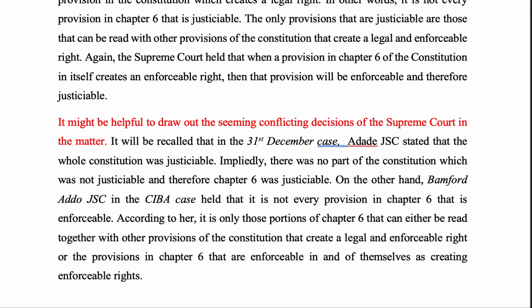So let me say that portion again. It might be helpful to draw out the seeming conflicting positions of the Supreme Court in the matter. It will be recalled that in the 31st December case, Adade GSC stated that the whole constitution was justiciable. Impliedly, there was no part of the constitution which was not justiciable, and therefore chapter 6 was justiciable. On the other hand, Bamford Addo GSC in the CBA case held that it is not every provision in chapter 6 that is enforceable. According to her, it is only those provisions of chapter 6 that can either be read together with other provisions of the Constitution that create a legal and enforceable right, or the provisions in chapter 6 that are enforceable in and of themselves as creating enforceable rights. That will be justiciable.